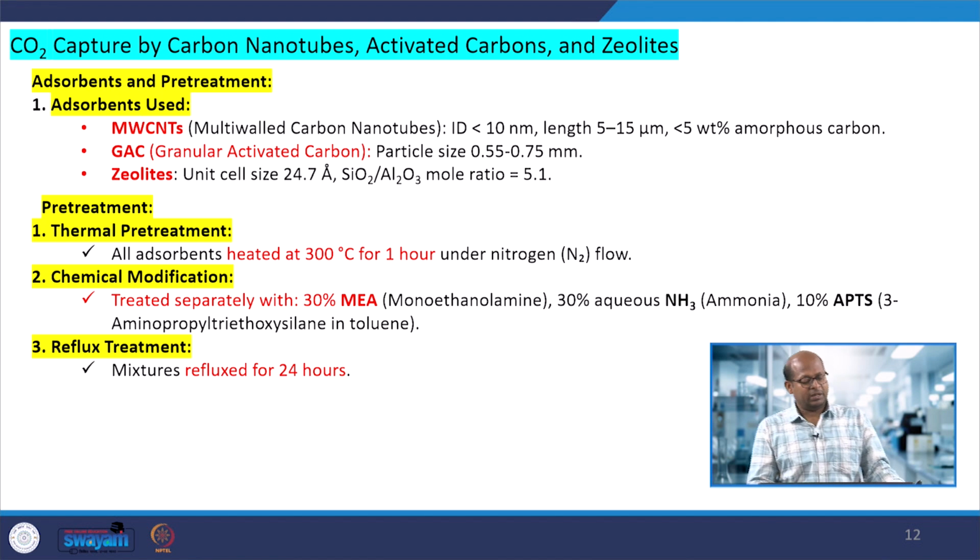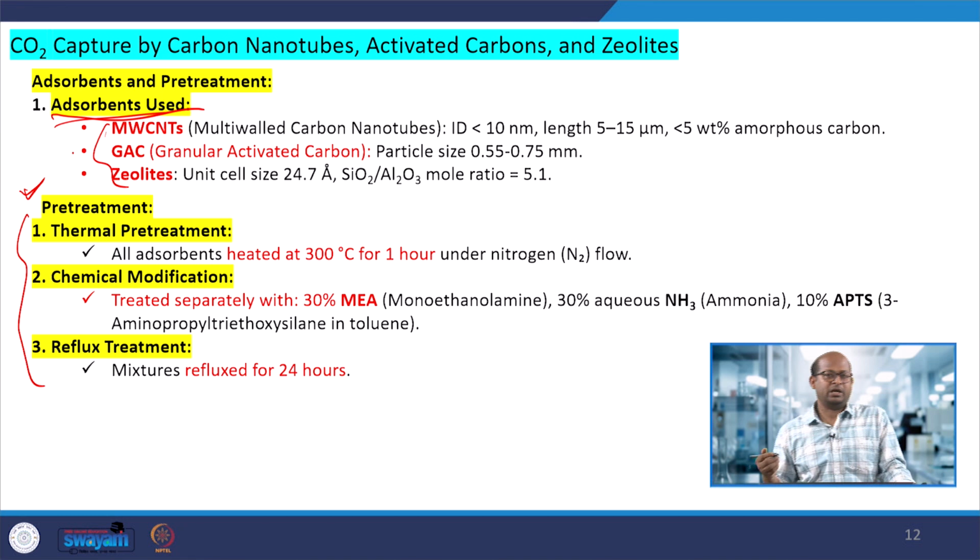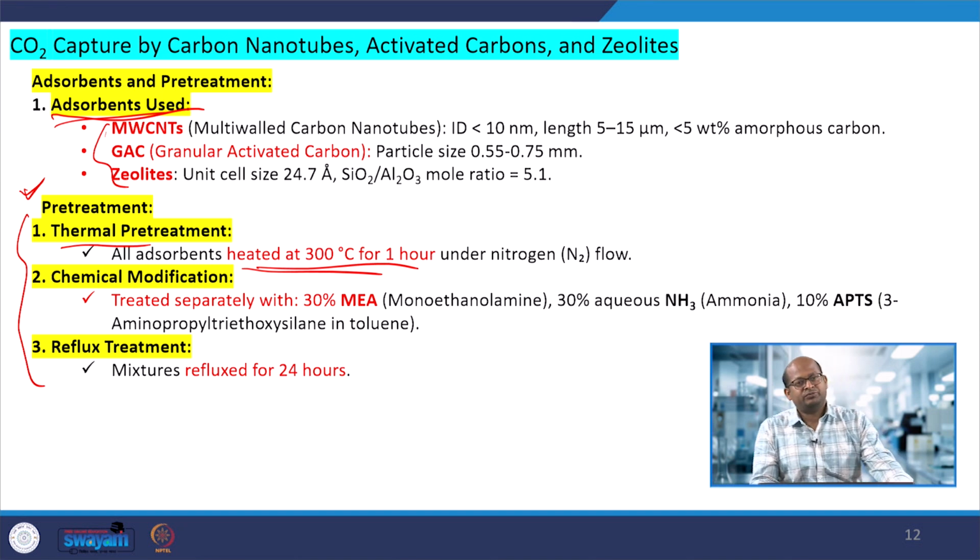So this is CO2 captured by carbon nanotubes, activated carbons and zeolites. These adsorbents have specific properties, and before CO2 capture or adsorption study of CO2 for mass transfer operations, if we use carbon nanotubes, activated carbons or zeolites, these nanomaterials, first we have to do the pre-treatments. First, thermal treatment: we have to heat the materials at 300 degrees centigrade for 1 hour in the presence of inert gas. Then we can activate the materials.